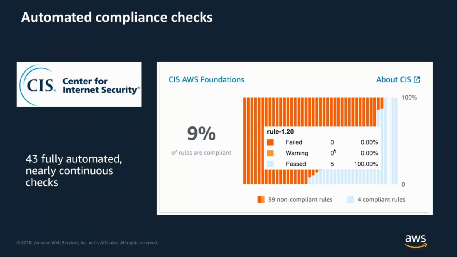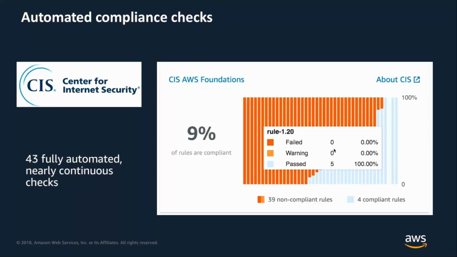Next, compliance checks. As I mentioned earlier, compliance checks are very exciting for the customers that we've been working with. The first compliance module that we've rolled out is the Center for Internet Security's AWS Foundations Benchmark. And it consists of 43 fully automated, nearly continuous checks. There actually are 49 rules in the benchmark. 6 of them, though, are not automatable. So we focused initially on the 43 that could be automated.